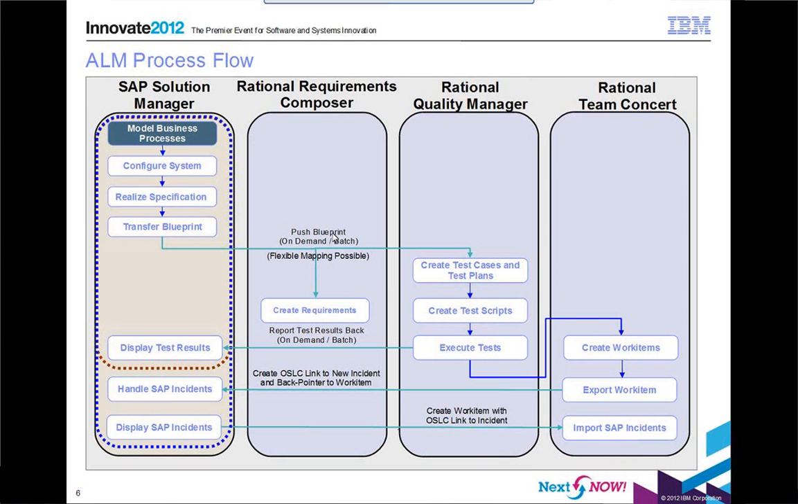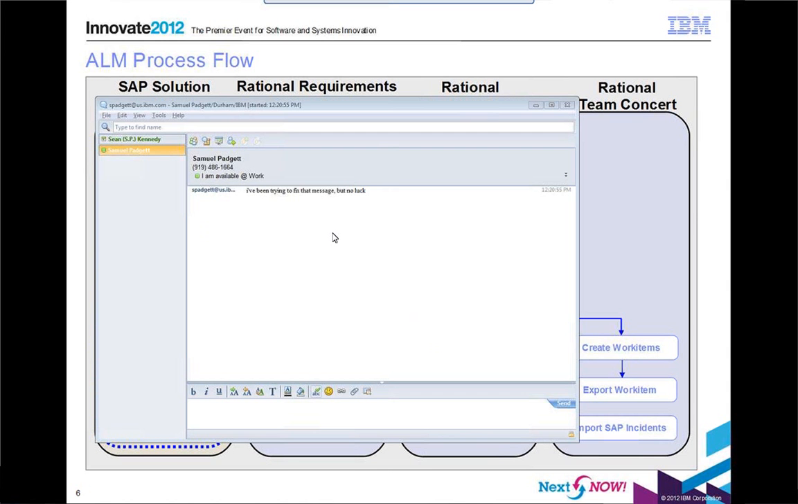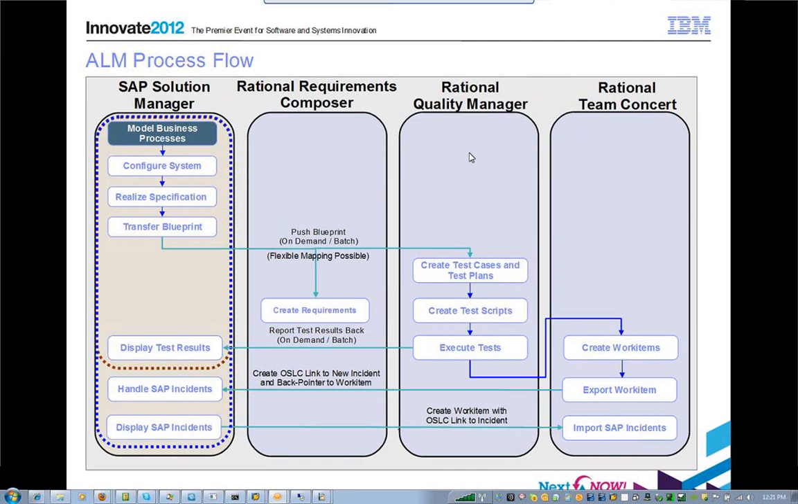So here is another representation of the process flow that I just described. It gives you a better sense of the connections between the applications. As I said, you create a specification, transfer the blueprint to create requirements in RRC, and create test plans and test cases. The light blue arrows indicate manual steps. From the test plan and test cases, you can create test scripts. You can execute those tests and display the test results back in Solution Manager.